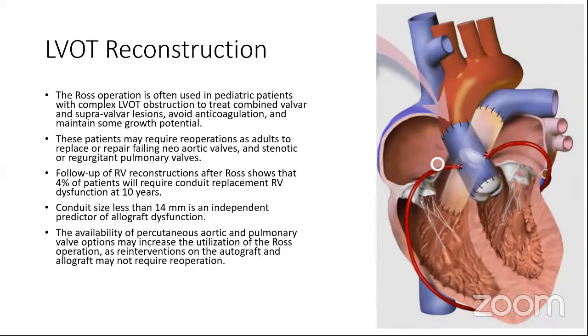Follow-up of the right ventricular reconstructions after Ross procedures shows that 4% of patients will require conduit replacement for their right ventricular dysfunction at 10 years. Conduit size less than 14 millimeters is an independent predictor of allograft dysfunction. However, the availability of percutaneous aortic and pulmonary valve options may increase the utilization of the Ross operations, as the re-interventions on the autograft and allograft may not require re-operations.